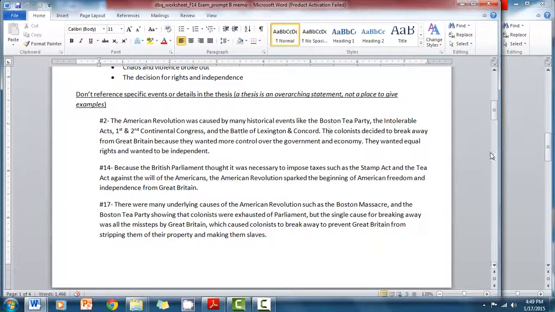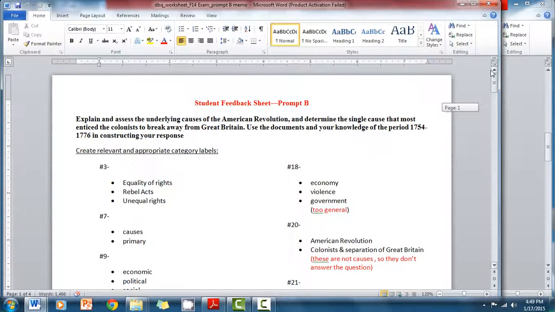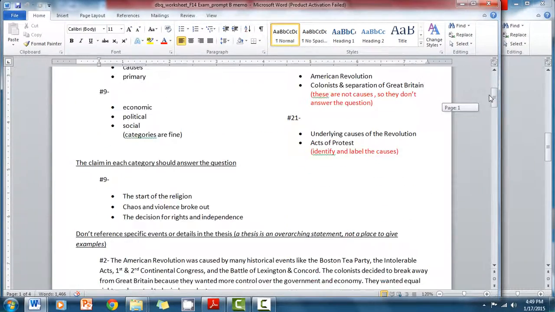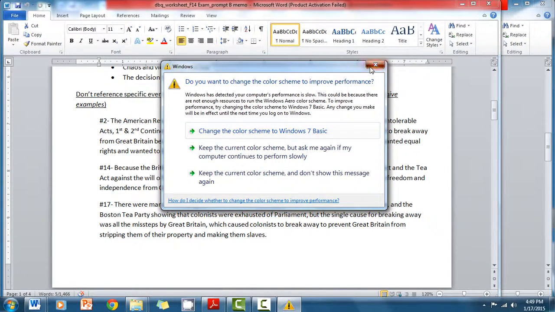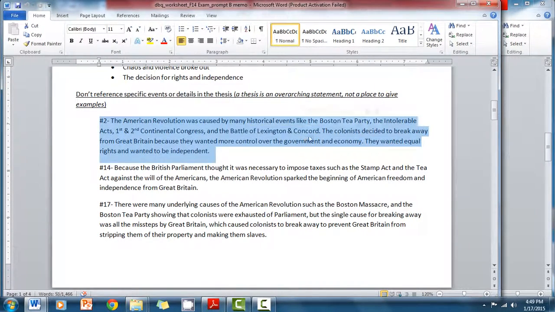All right, so the question didn't ask about the events. It asked about the causes. And so you are headed in the right direction here. You just have to in some way reclassify or recode this. For instance, the Boston Tea Party and the Battle of Lexington and Concord, those can be events of, we can say, physical aggression, because this is the first battle here. And then the Boston Tea Party.